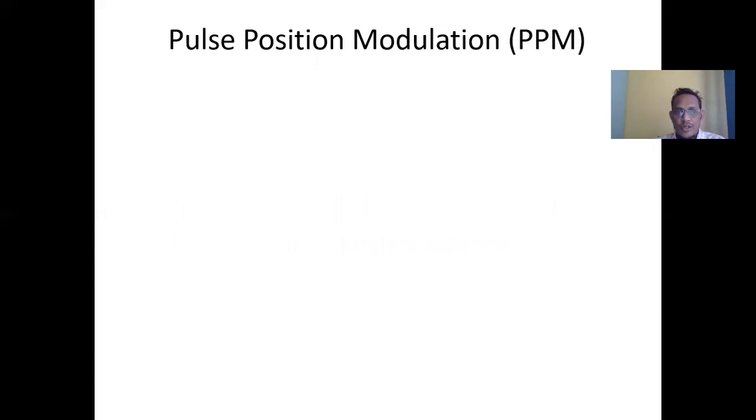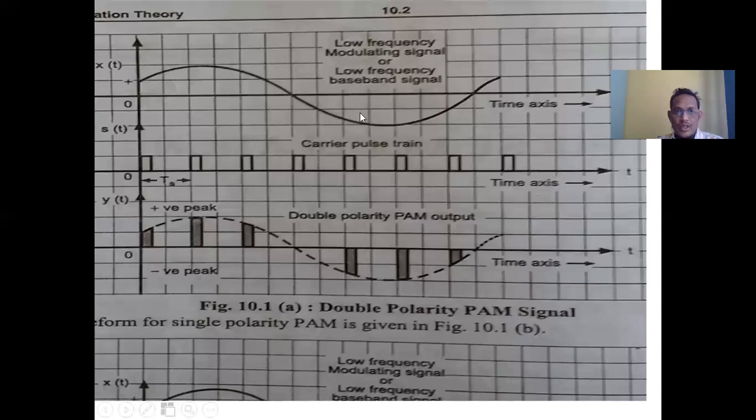Pulse position modulation definition. In pulse position modulation, the high frequency carrier signal, a pulse train, is changed in accordance with the amplitude of the modulating signal by keeping amplitude and width of the carrier signal constant. This is called pulse position modulation. Okay. So this is nothing but the typical waveform of the pulse amplitude modulation.